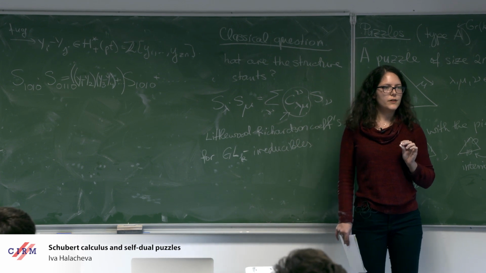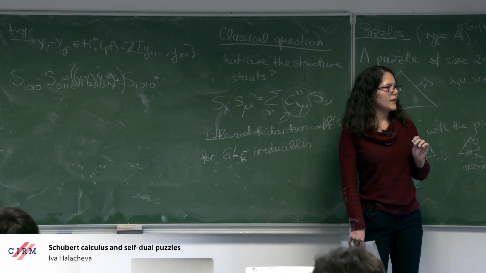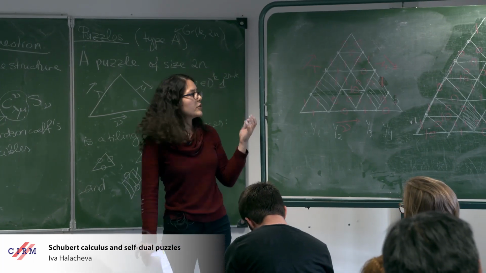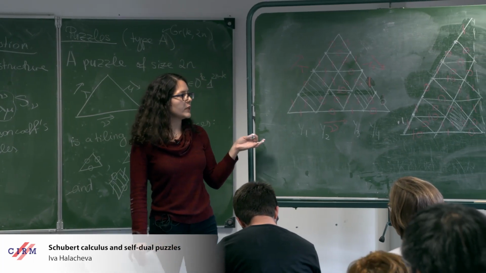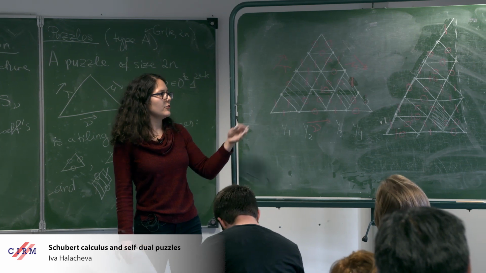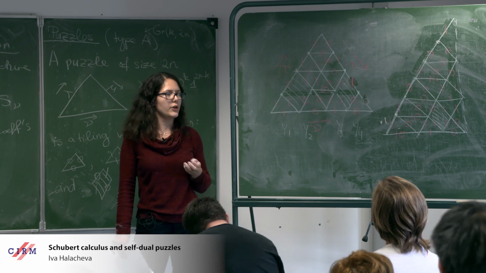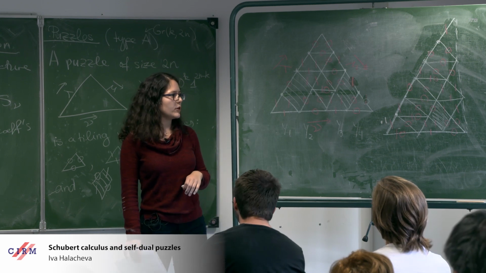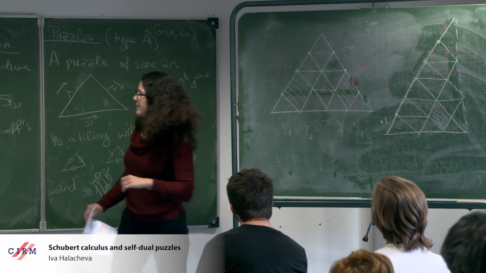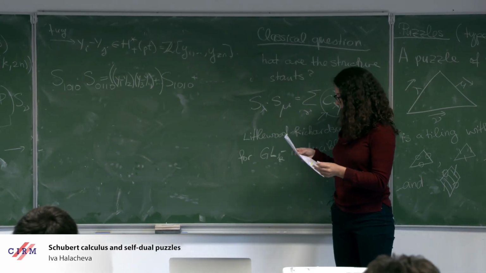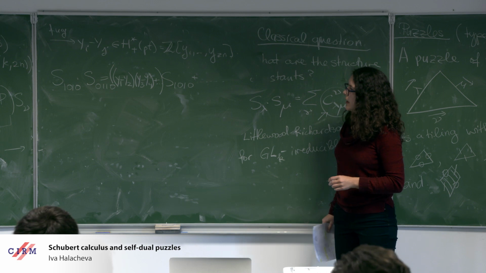Any questions so far? OK. And so these are polynomials in equivariant cohomology, but if we're just looking at regular cohomology, we're just literally counting the puzzles. So it's a positive rule for these structure constants. OK, so this is the classical theorem by Knutson and Tao.